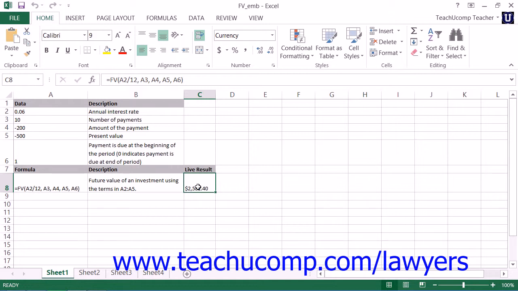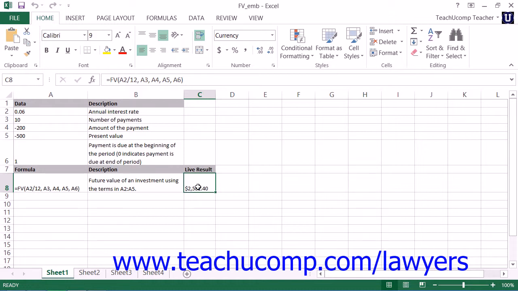Next is the Pmt argument, and this is also required. This is the unchanging payment made each period. It typically includes payment and interest, but no fees. For example, if you placed $100 into an account each month for a year, the payment argument would be -100.